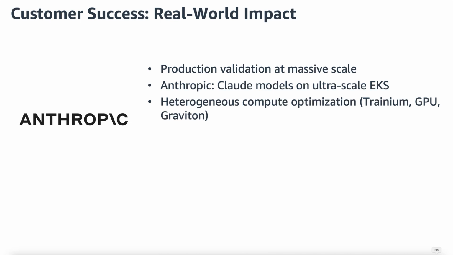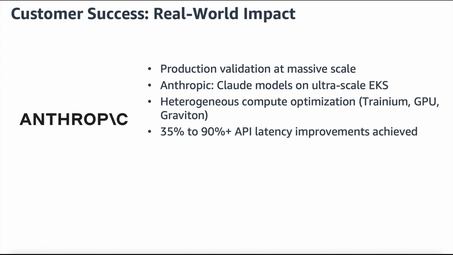Anthropic's implementation showcases the power of heterogeneous compute optimization. They leverage AWS Trainium chips for training efficiency, NVIDIA GPUs for specific inference workloads, and Graviton processors for supporting services, all orchestrated within the same ultra-scale cluster. This mixed environment requires sophisticated orchestration that optimizes resource allocation across different compute types.